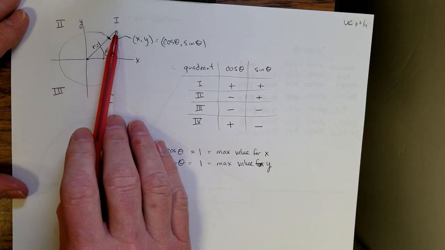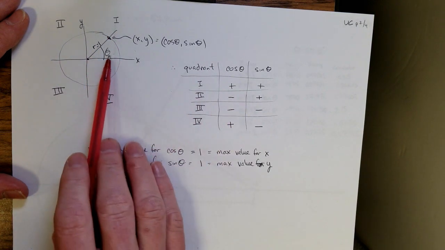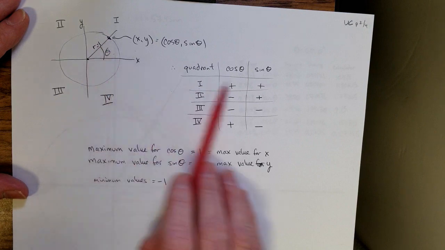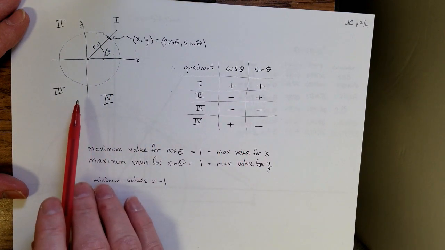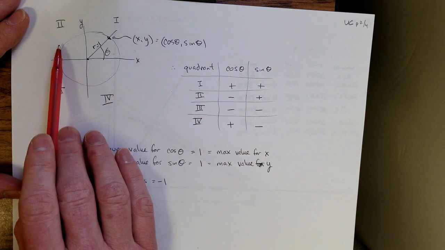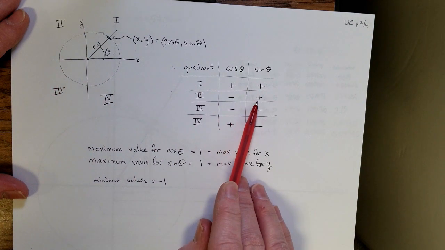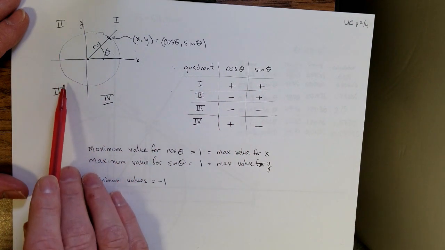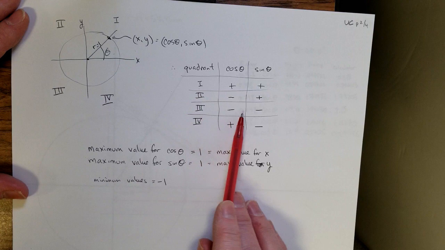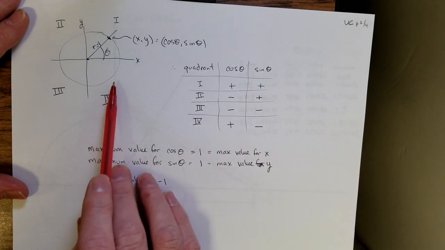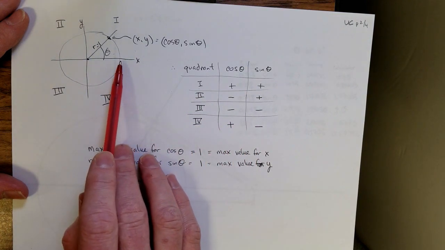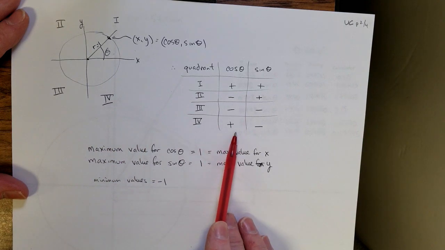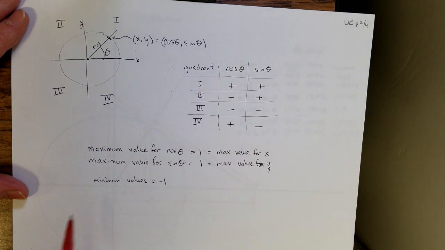So for a first quadrant angle, since x and y are both positive, cosine and sine are both positive. In the second quadrant, we have negative cosine, positive sine, because we have negative x and positive y. Here, they're both negative, so third quadrant, cosine and sine are both negative. And in the fourth quadrant, x is positive, y is negative, or cosine is positive, sine is negative.